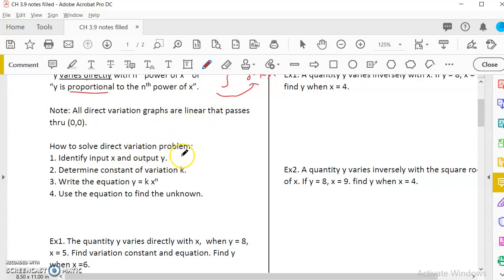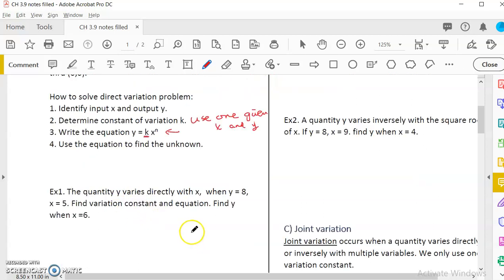And then usually they will give you a pair of x and y so that you can solve for the constant of variation. After you solve for it, you will have the equation. So this is the most important thing: use one given x and y to find k. K is called the variation constant or the constant of variation, and then you can use the equation to find the unknown.